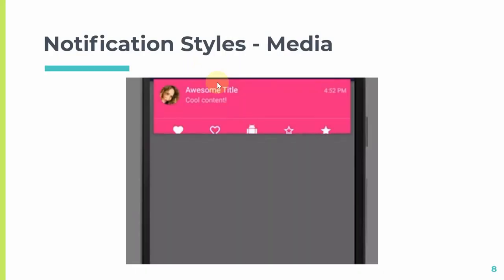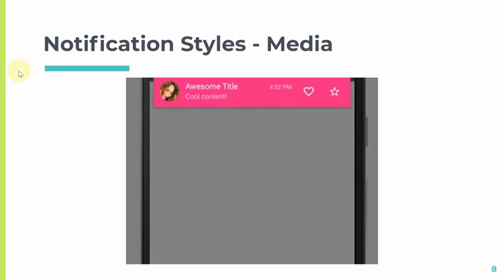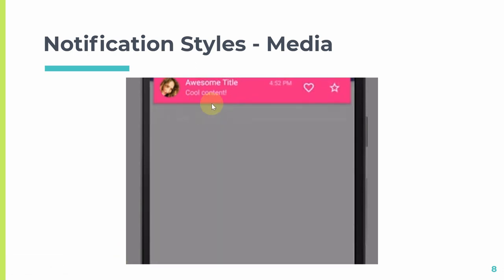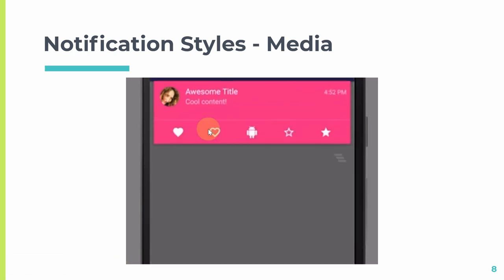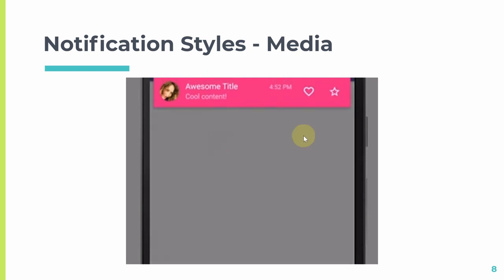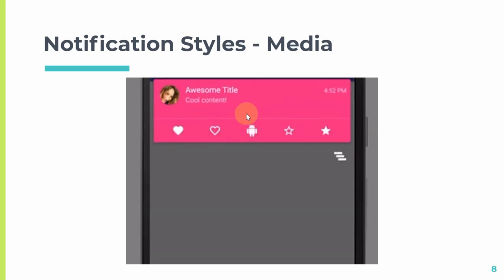And the last one is the media style. Okay, this media style shows you different shortcuts that you can react with on that notification. So for example, if you see this notification about someone posting something, you can give a like, you can make it a favorite, add as a friend, and so on. So you can do the action directly from the notification, right?